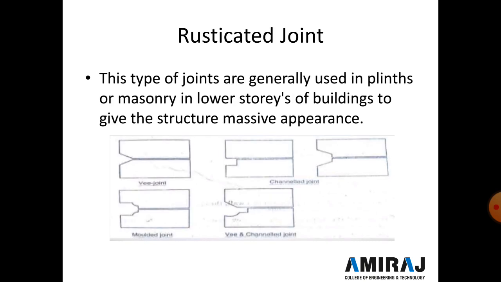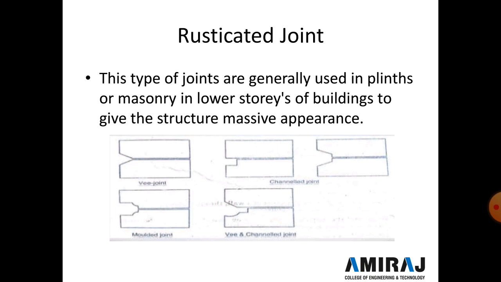Next is a rusticated joint. So this type of joint is generally used for plinth or masonry in the lower story of the building and gives a structural or massive appearance. So here different types of joints: the first is a V joint. So here see this figure, V joint. So upper and lower both the stones are cut at 45 degrees or less than 45 degrees, and from the appearance we see the V shape. So this type of joint is a V joint.